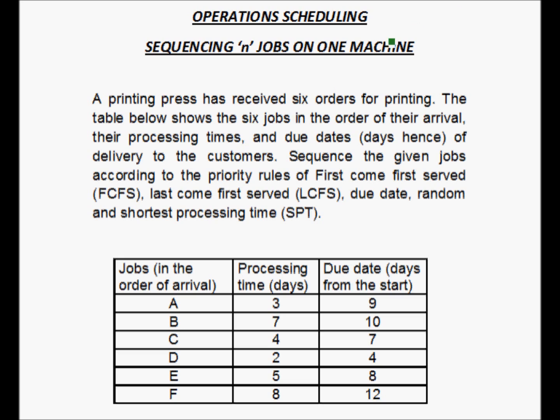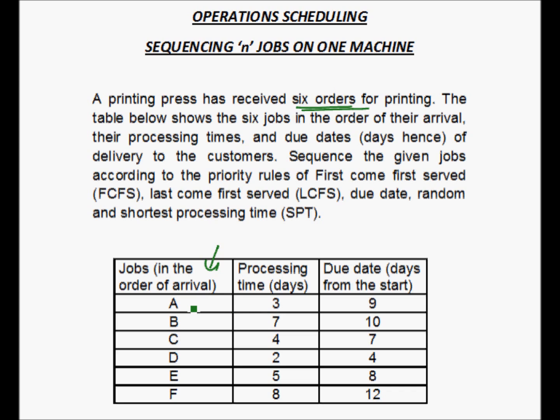So basically this printing press has received 6 orders for printing. And this table shows the jobs in the order of arrival. What this means is A has been received first, then the order for B has been received, then the order for C has been received, and so on in this sequence. We have also been given the processing time in days, which means that this is the time it takes for each job to be processed.